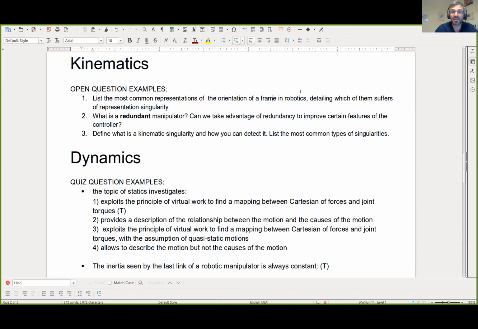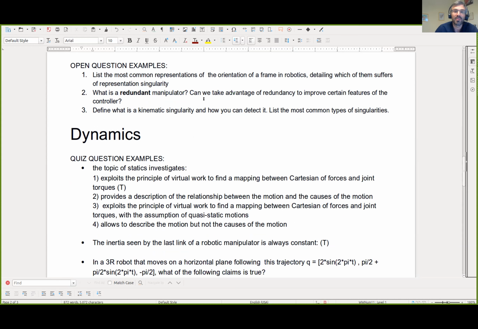In terms of kinematics, we might ask, for example, about the different representations of orientation, the purpose of a rotation matrix, or describe which one of the representations of orientation suffers from singularity. You don't need to go too much into detail, but again, the more you write, the better. What is a redundant manipulator? The definition: it has more degrees of freedom than the task that it needs to perform, and we take advantage of redundancy to improve dexterity or avoid obstacles.